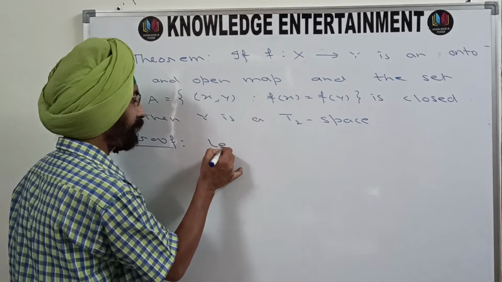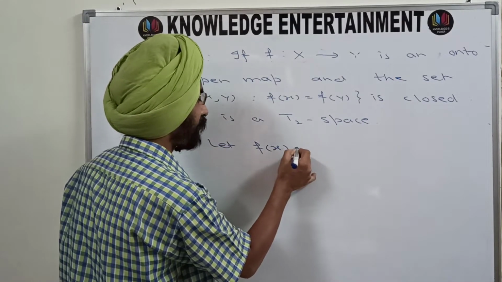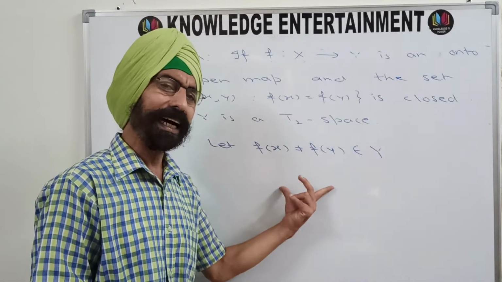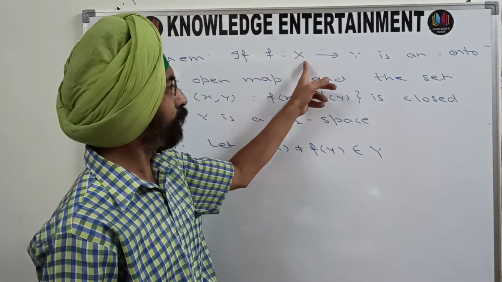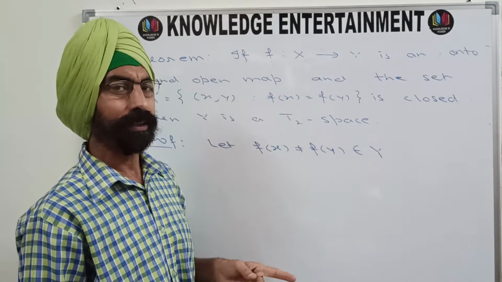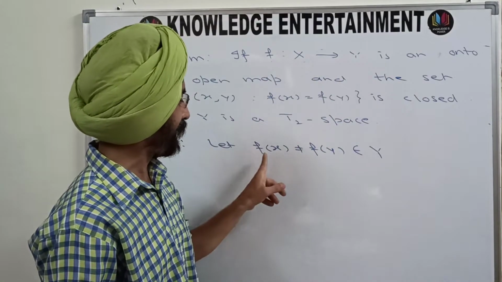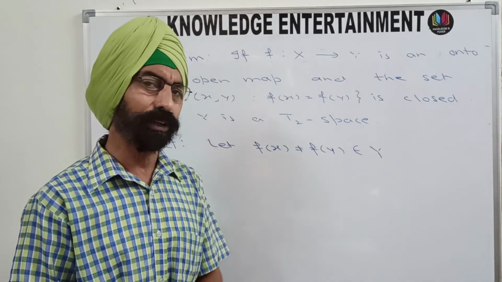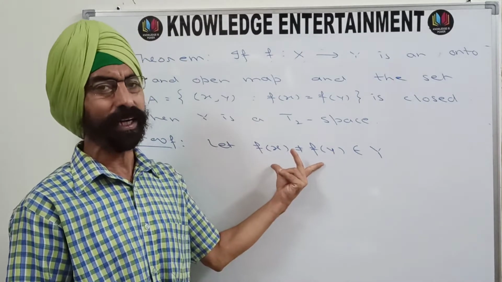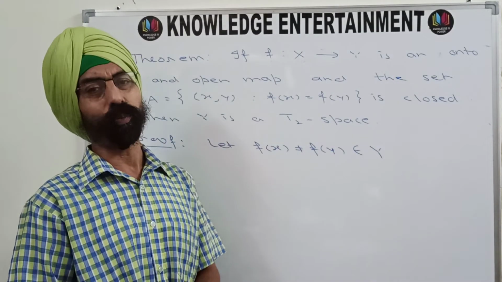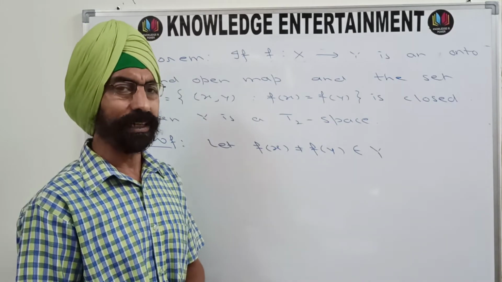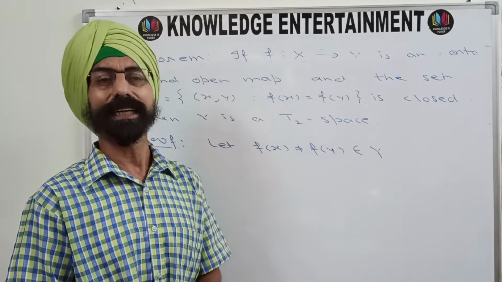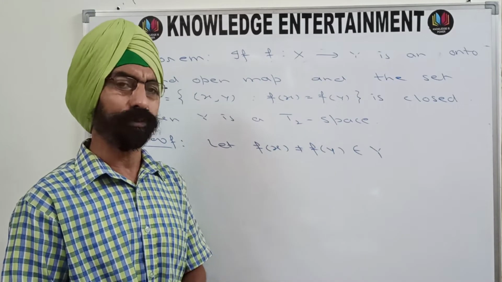So let f(x) not equal to f(y) be two points of Y. This I can take because f from X to Y is onto. That is the reason why I am taking two points from Y as f(x) and f(y). And these are two distinct points because we have to follow the condition of a Hausdorff space. We will have to take two distinct points from the set Y, and then we will have to find two open sets in Y such that one open set contains f(x), the other contains f(y), and their intersection is empty. That means the two open sets are disjoint. This we will have to obtain.